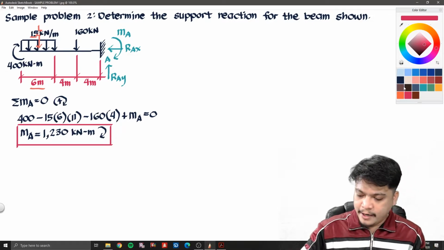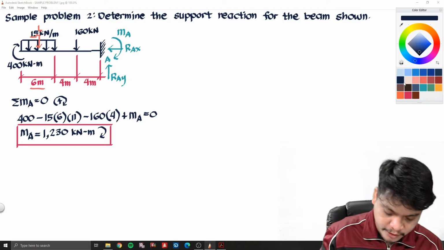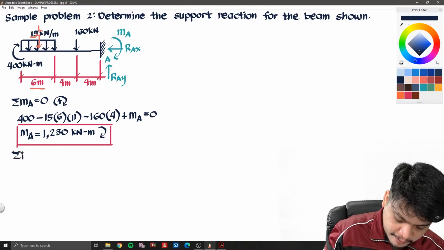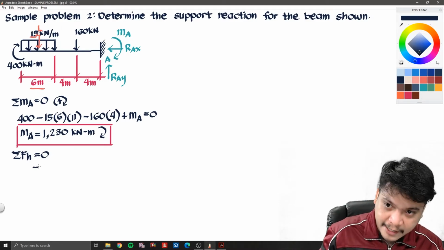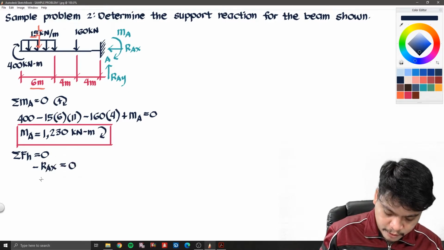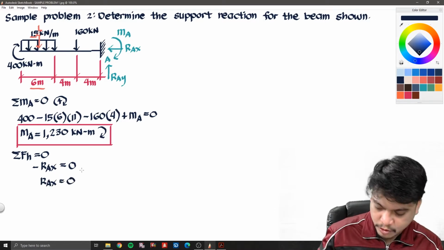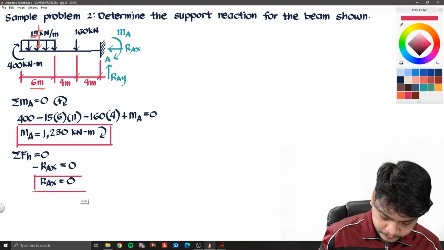Okay? And then, we can now take the summation of forces horizontal. Again, to be in equilibrium, it must be equated to 0. Okay? So, you only have negative RAX. You have no other horizontal force, so that would become equal to 0. So, it means that your horizontal component is equal to 0. Okay? So, you have RAX.